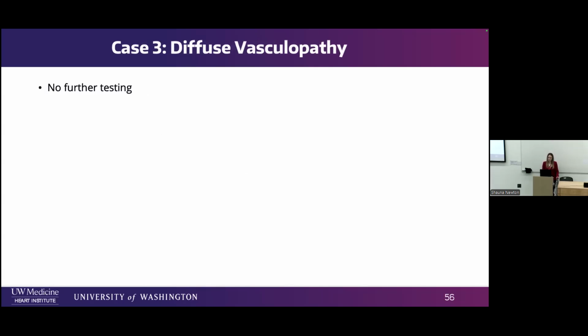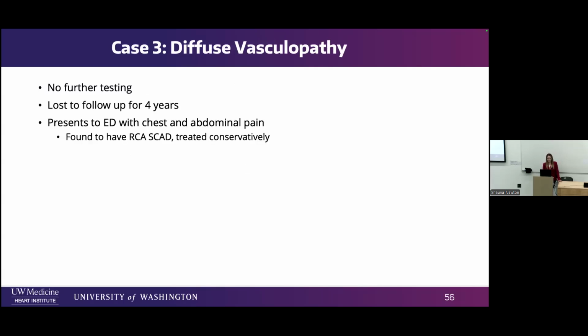So his cardiologist had done no further testing, and unfortunately, he gets lost to follow-up for 4 years. He eventually comes back and presents to the emergency department with chest and abdominal pain. Interestingly, he's found to have a SCAD of his RCA, a very distal aspect of his RCA. It's treated conservatively. He did have a CTA chest, abdomen, and pelvis at that time, but it was noted to have poor contrast timing and just said the proximal vessels are patent.